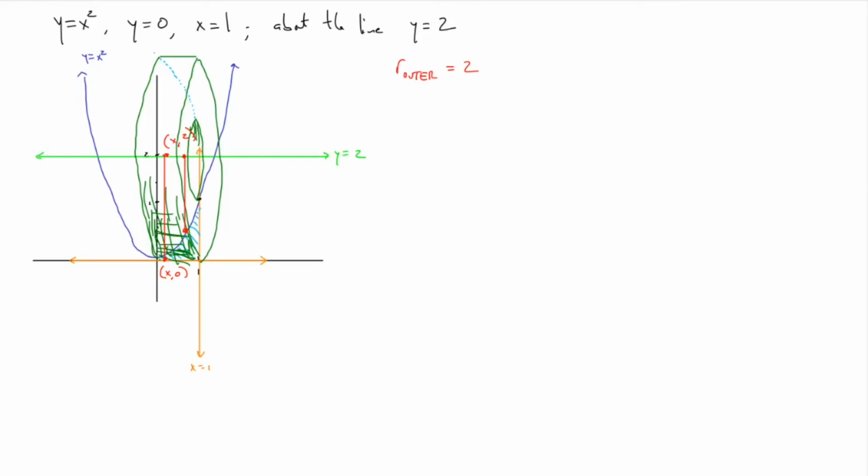The inner radius, on the other hand, stops when we hit the curve y equals x squared. It's this second red line that I've drawn here, this red line segment.